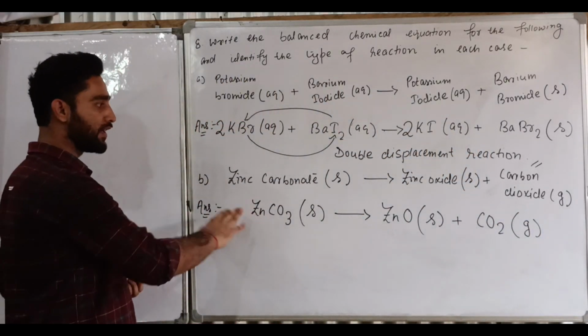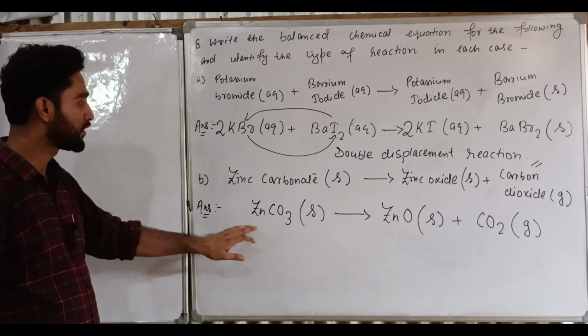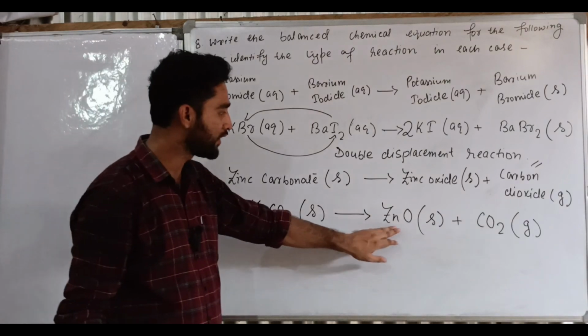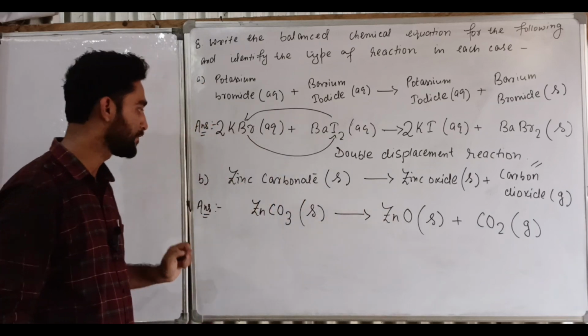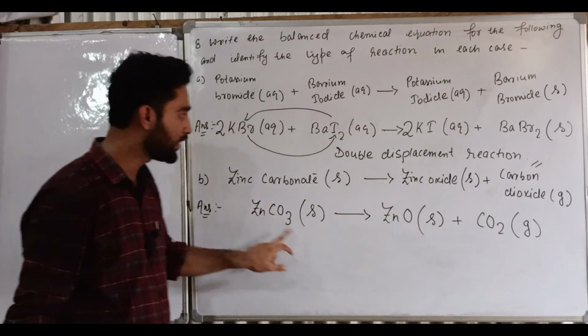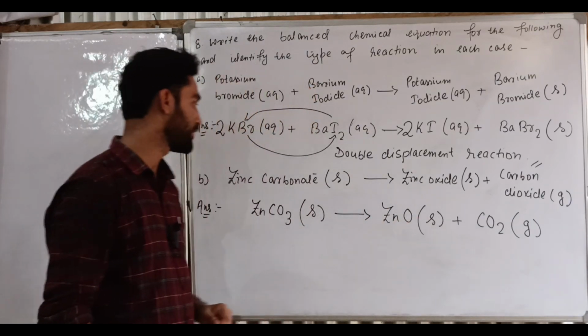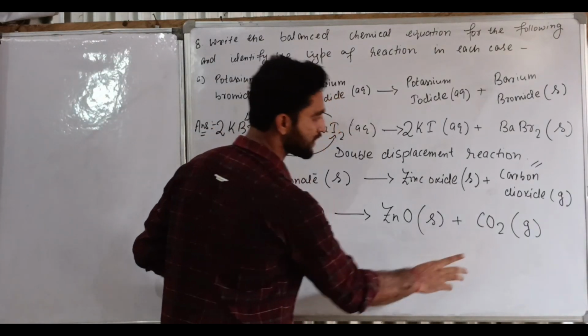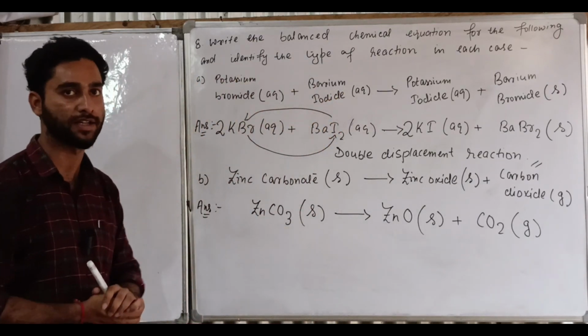So let's first balance this chemical equation. First try to balance the zinc. Zinc is the metal. Zinc on the left hand side is 1, right hand side also 1. Zinc is balanced. Then carbon. Carbon is 1, this side also carbon 1, balanced. Now oxygen. This side oxygen is 3, this side 1 plus 2 is 3. That means the reaction is already balanced.